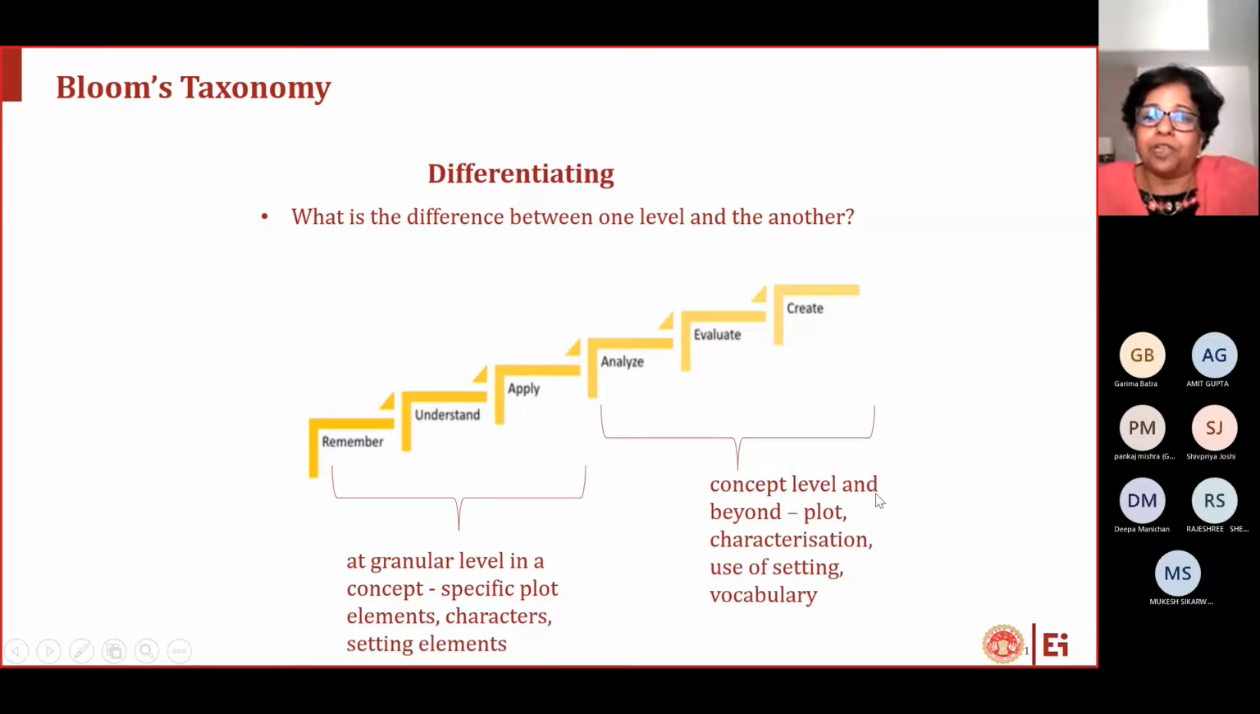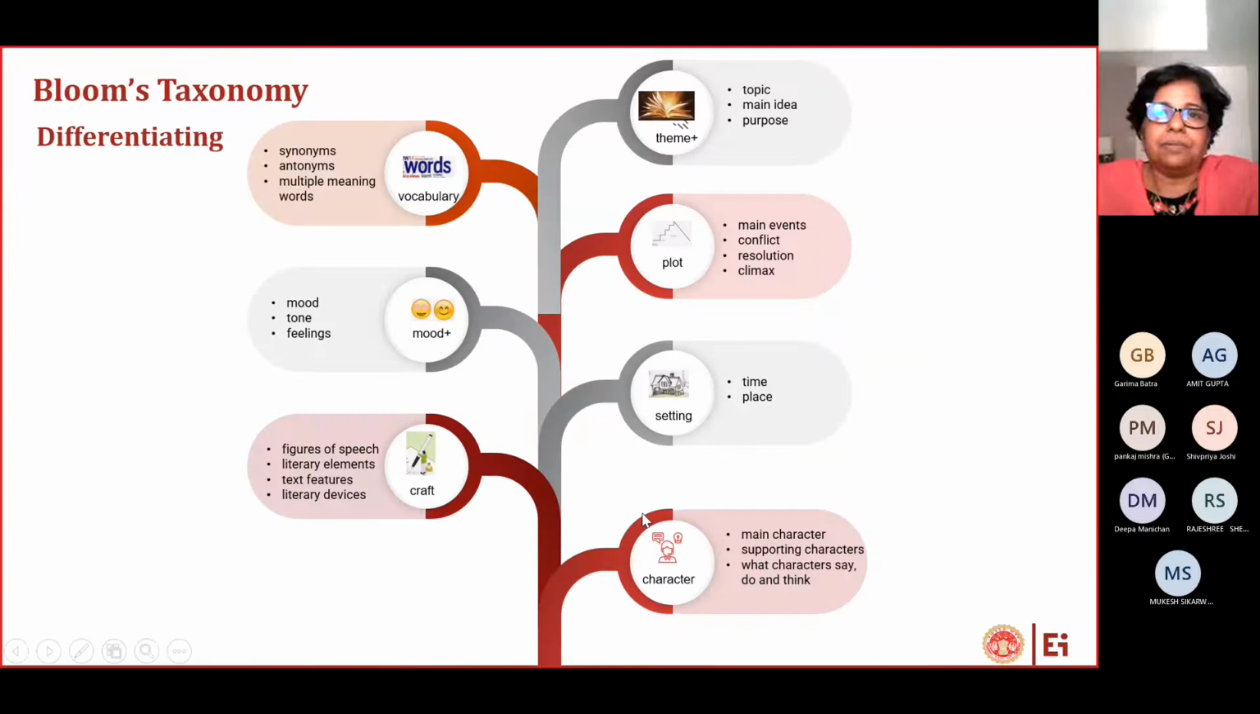Conceptual level means you're looking at plot as a whole, characterization as a whole, setting as a whole, vocabulary as a whole. Those kinds of things. To make that a little more clear, when I'm saying granular level, if you're inside setting, there are time and place. If you're testing time separately and place separately, these will come under the remember, understand, and apply level. So this is a map of a story. We have character, setting, plot.